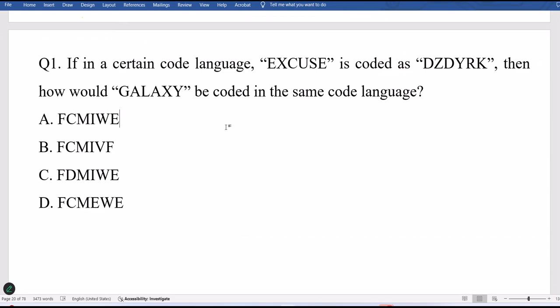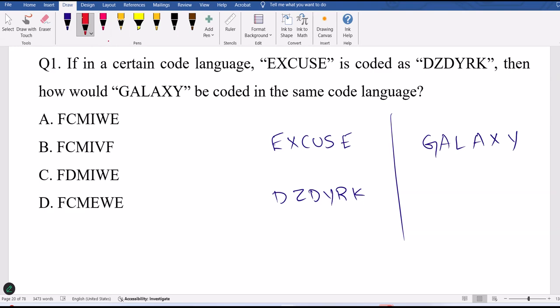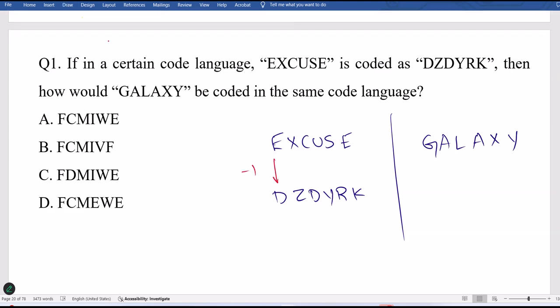This is what was asked by your friends. So excuse is coded as DZDYRK. Same logic we have to apply. See, that is 6 letters, and this is 6 letters. Some questions, what they'll do is whatever happens to the first letter, the same thing you have to apply here. There is no logic sometimes. They'll give it like this. See, first one, -1. Here also -1. You can see every letter starts with F only. And this is 20, +2.